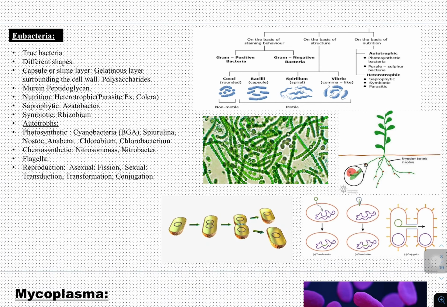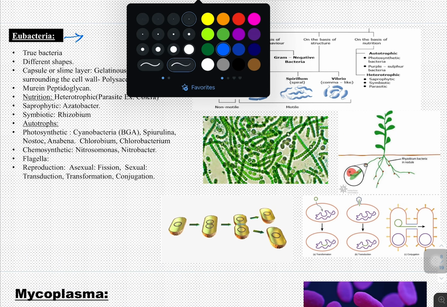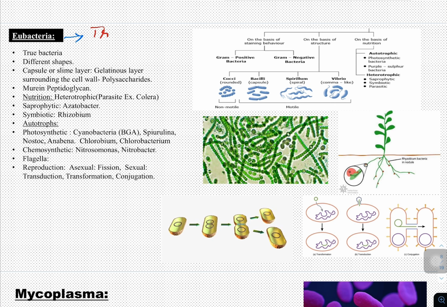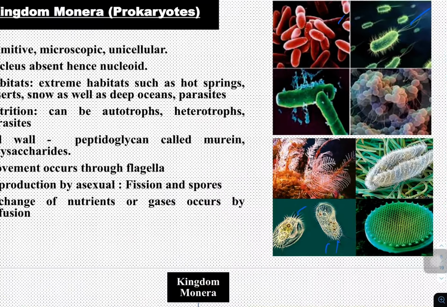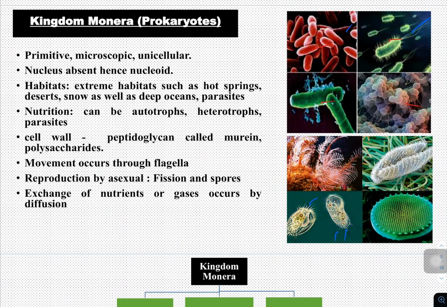Next is Eubacteria. Eubacteria are also called true bacteria. All the bacterial features are present in this group of bacteria, hence they are called true bacteria. Why? Because they have murein in their cell wall. They are of different shapes.